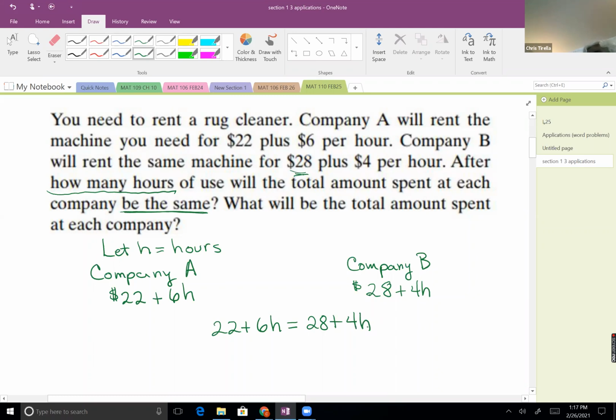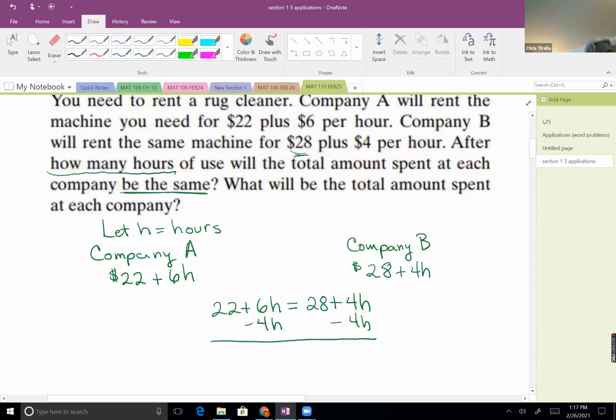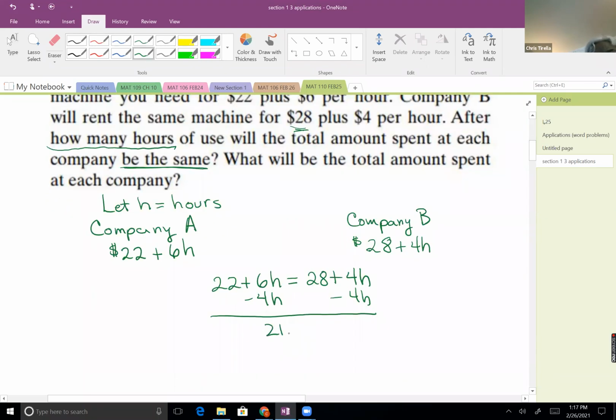Now to solve an equation, because we have variables on both sides, remember we want to get all the variables together first. So I'll subtract 4H from both sides. Gives me 2H.